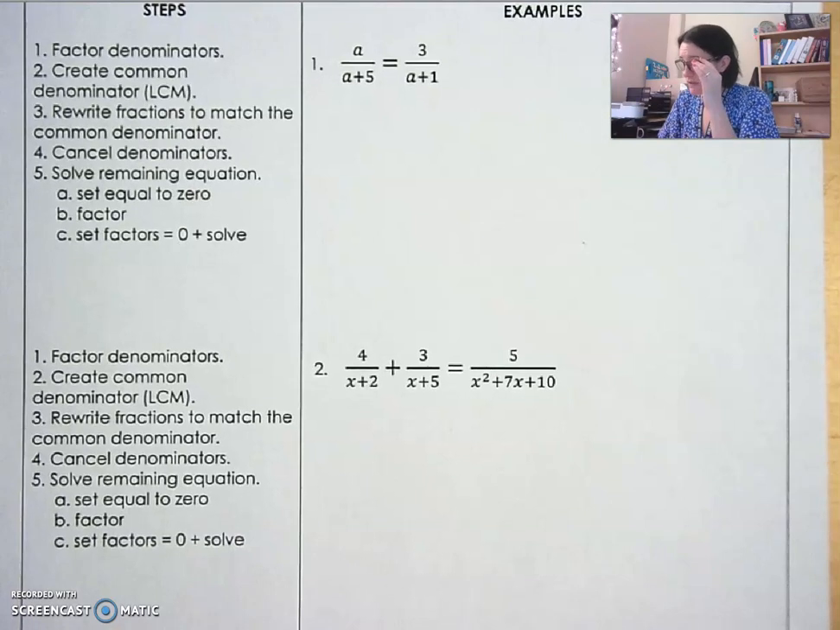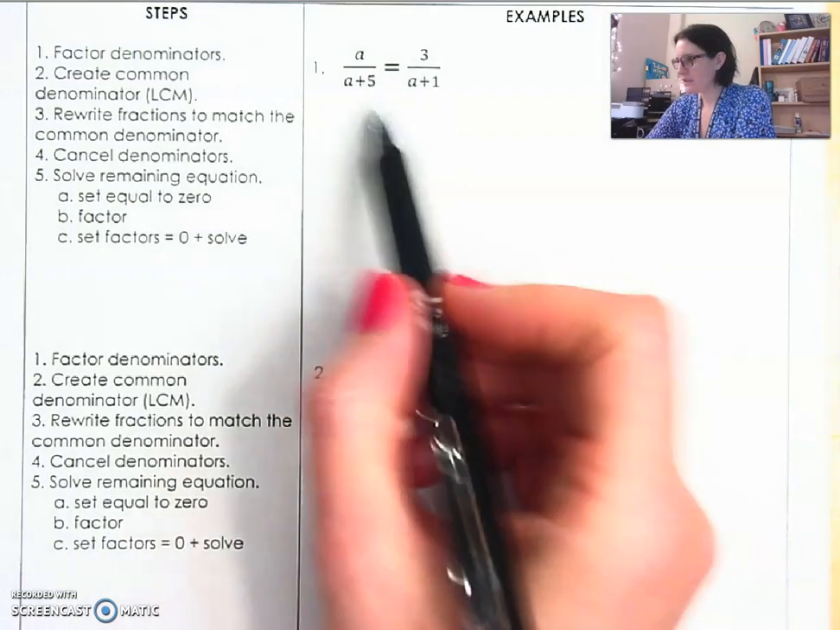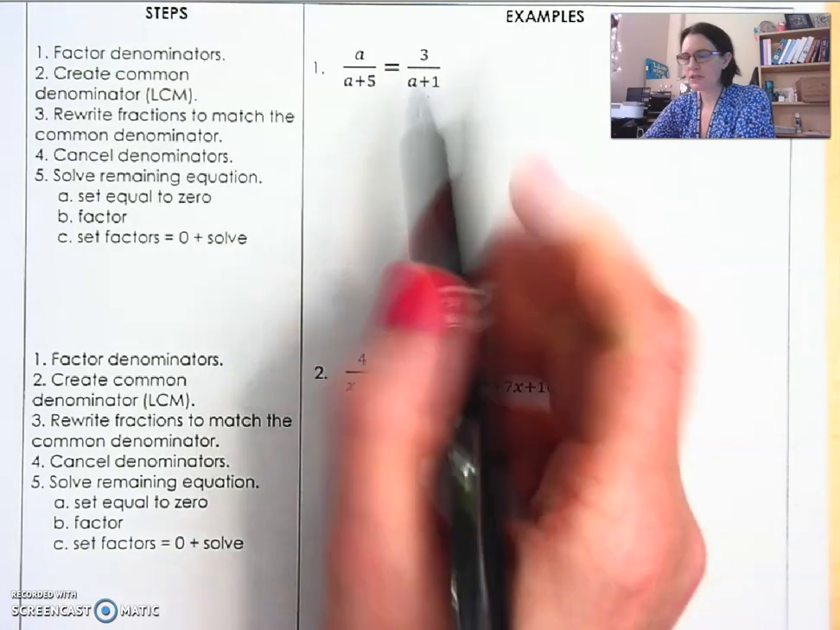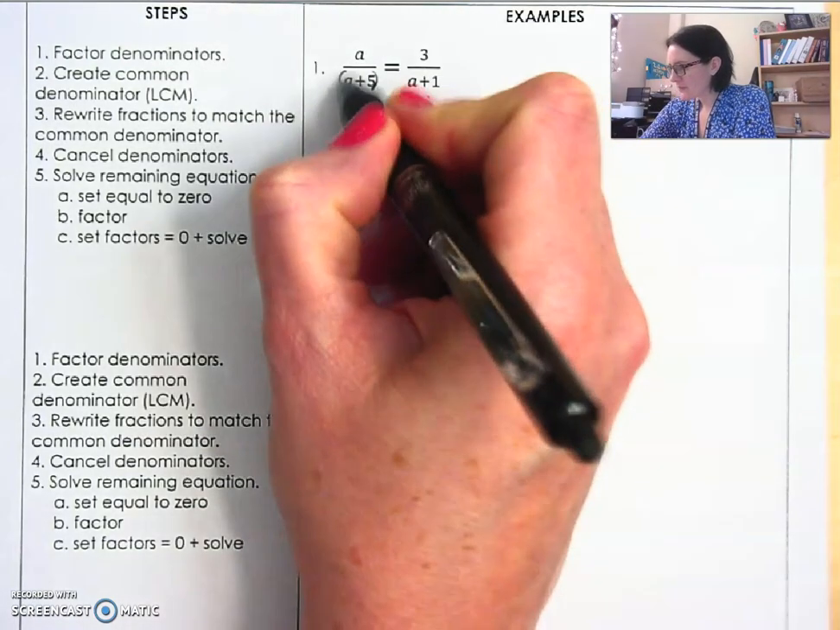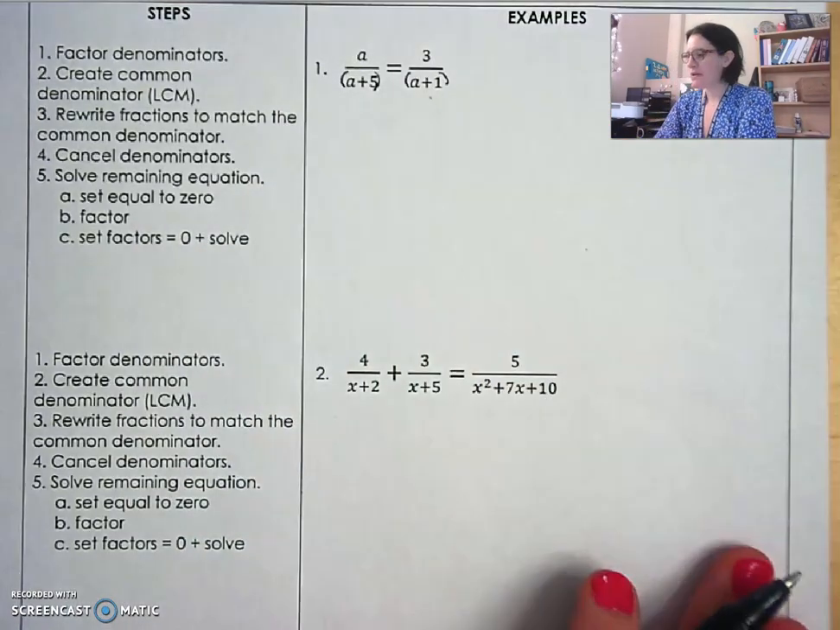Okay, this is a video on our lesson for solving rational equations. We want to start by factoring denominators if we can, and looking at these first two denominators, neither one can be factored. So we're just going to think about them as a group with addition or subtraction, groups of terms together.